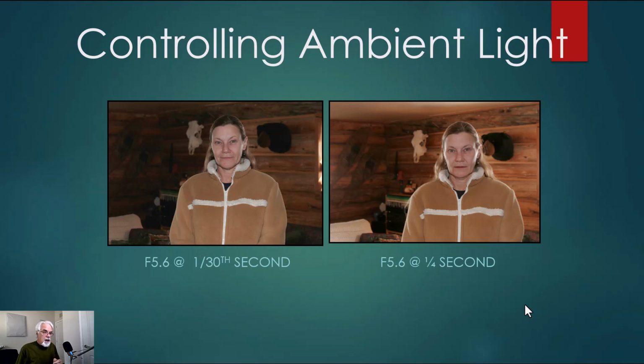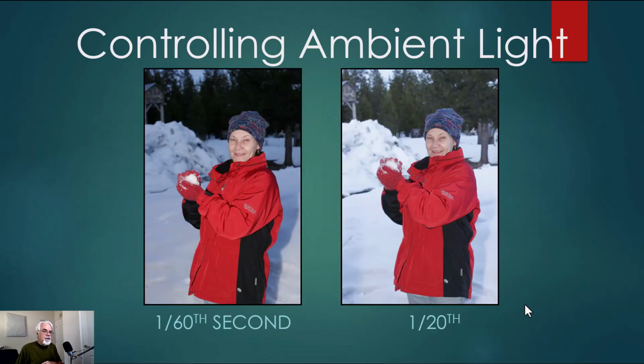So, okay, now controlling ambient light. On the left, we have f/5.6 at a 30th, and on the right, f/5.6 at a quarter. Again, this is how shutter speed is controlling the ambient light, but not the flash. Notice that she's pretty much properly exposed in both cases. Okay, and then another example, outdoors. 1/60th on the left, 1/20th on the right. Much brighter behind her on the right, much darker on the left side.